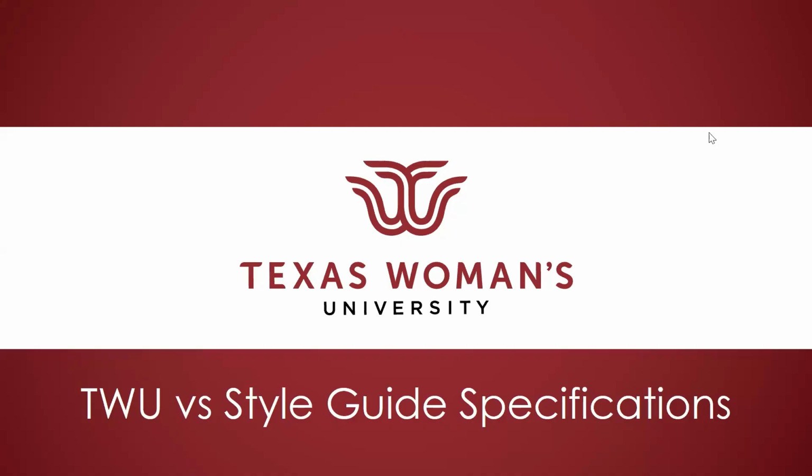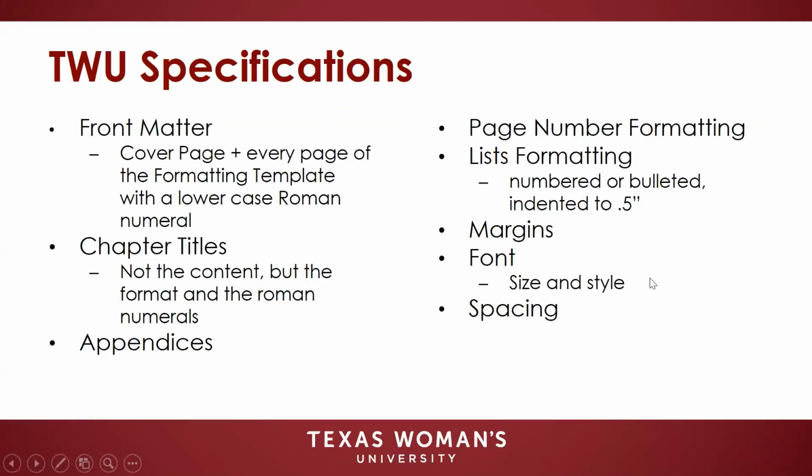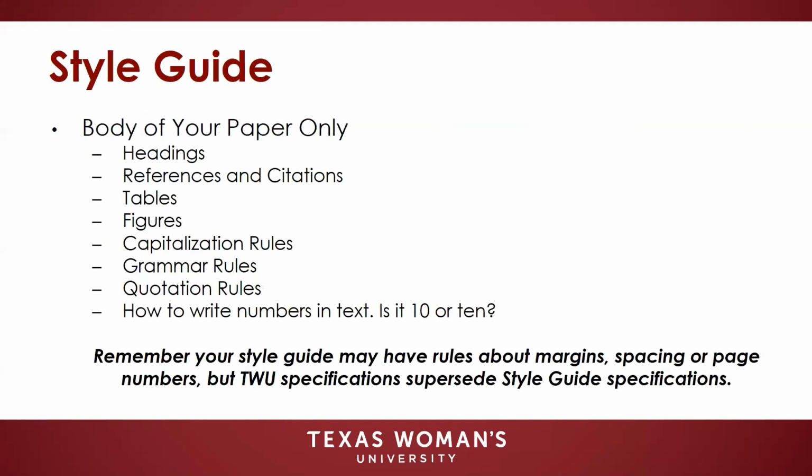In conclusion, TWU is in charge of the front matter, appendices, chapter titles, page numbers, margins, font, and spacing. The style guide is in charge of your paper, the headings, the tables, the figures, the references, and much more. Familiarize yourself with both to ace the review process, and don't be afraid to ask the graduate review team for help if you have specific questions.